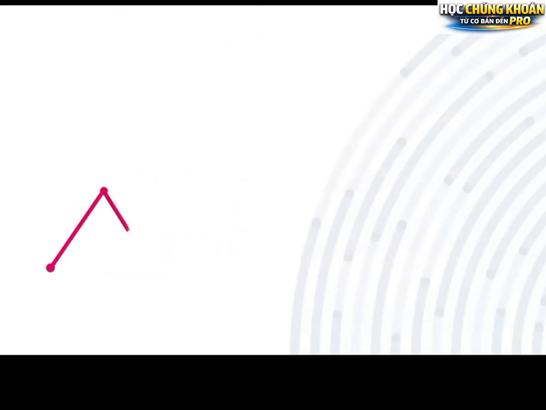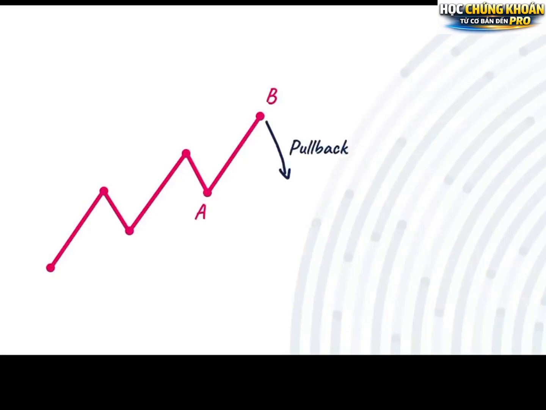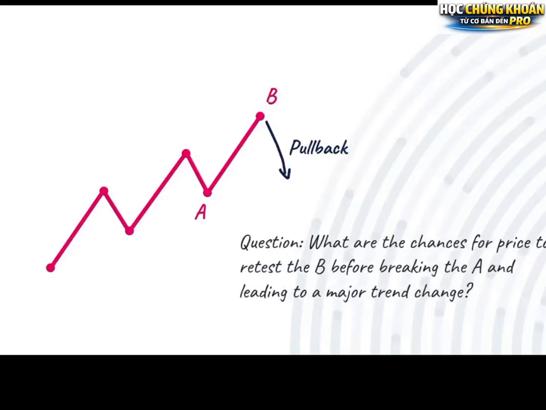Imagine we are in an uptrend, and the market is continuously making higher highs and higher lows. The latest impulsive move starts from A and ends in B, and then the market makes a pullback. So here comes a question. Considering we are in an uptrend, what are the chances for price to retest the B before breaking the A and leading to a major trend change? The chances are pretty high.